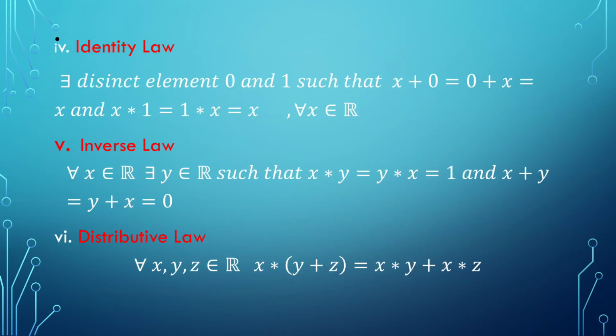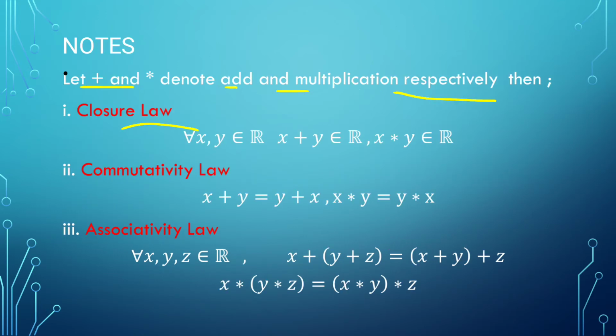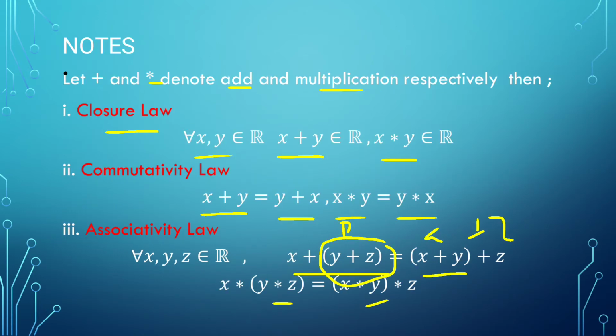Next, we have identity law. Identity law states that there exists a distinct element 0 for addition and 1 for multiplication, on which if you take an element in R, say x, and you add it to 0, and you apply the idea of commutativity, you also get the same solution.